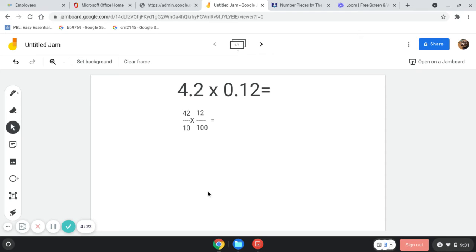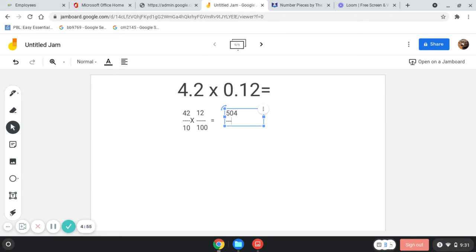Excellent. So now we took 4 and 2/10. We turned it into 42 tenths. And then we took 12 hundredths and wrote it as a fraction, 12 hundredths. Now what we would do is conduct multiplication. We will multiply across since we're multiplying fractions. So 42 times 12 will give us 504.